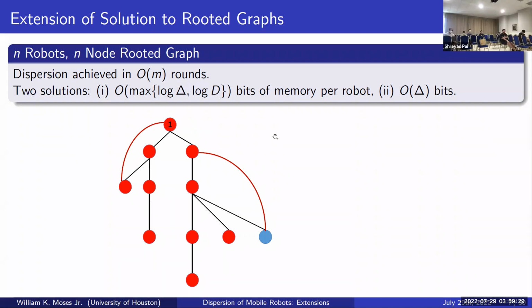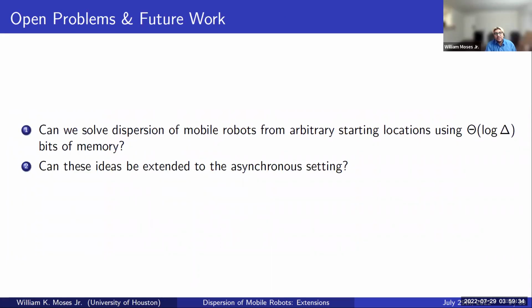Now, when it comes to open problems and future work, first of all, as you've probably seen from all the examples I just gave, we considered a gathered initial configuration. That is, rooted: every robot starts at the same node. We don't know how to do this when robots start at different nodes. I should say we don't know how to do this using O of log delta bits of memory. Can it be done? We don't know. That would be something worthwhile.